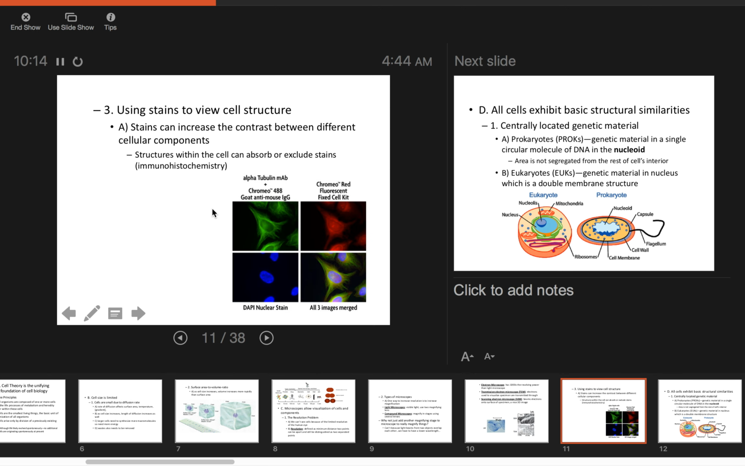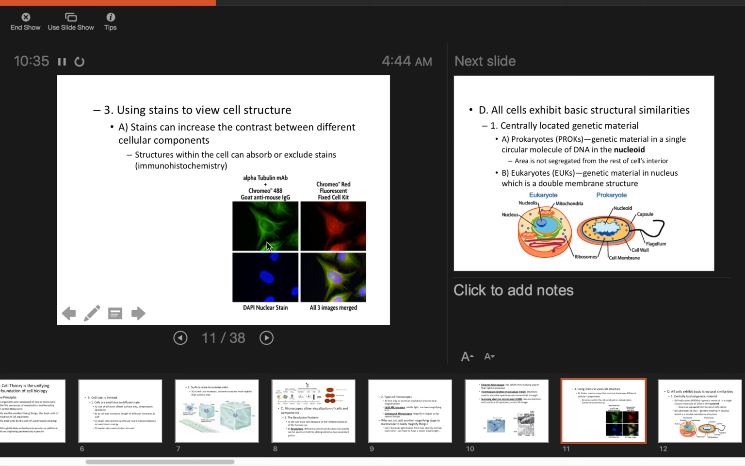Okay, we can use stains to help us view cell structure. There's lots of different stains that can bind to different proteins. There are stains that bind to DNA, so that's DAPI blue, and DAPI blue is always used for DNA. We have red fluorescence and green fluorescence.